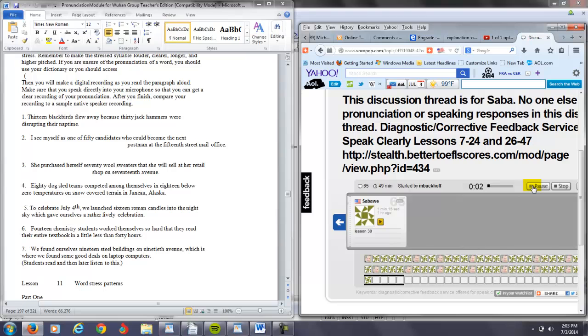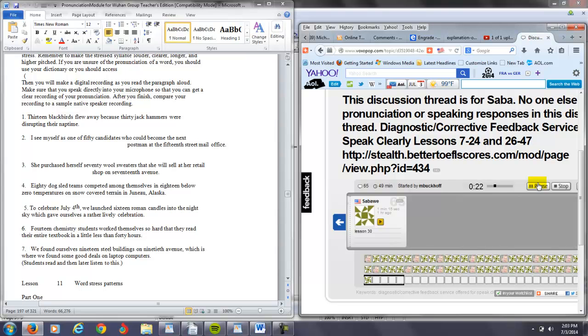1. 13 blackbirds flew away because 30 jackhammers were disrupting their nap time. That's pretty good. So with your compound noun, stress is on the first noun. 13 blackbirds flew away because 30 jackhammers were disrupting their nap time. 2. I see myself as one of 50 candidates who could become the next postman at the 15th Street mail office. And a little trouble with the word postman. I'd actually put stress on that first noun, postman.